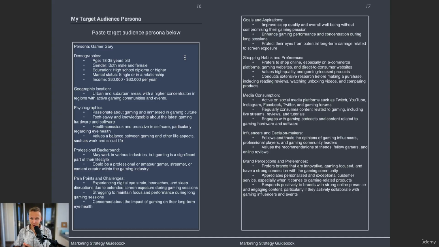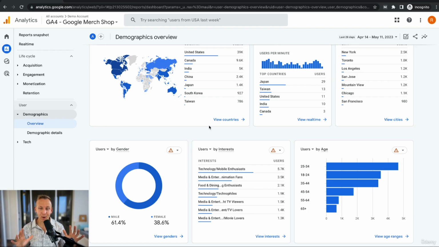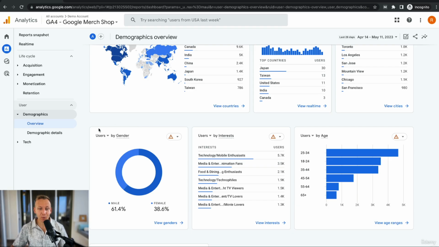What we're going to do is look at the data we have in front of us and then update our target audience persona accordingly. So the first thing we want to do is look at the age range 18 and 35 and see, is this really true? So we have to remember, this is a demo account, this isn't our data, but for practicing purposes, we're going to pretend it is. So the first thing we're going to do is move down to where it says users, and we can see that we're skewing very heavily towards male. We can see that there's 61.4% men versus 38.6% women.